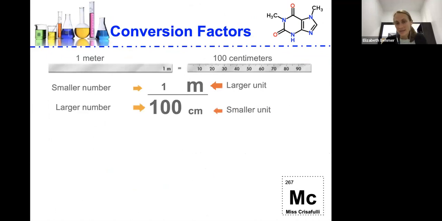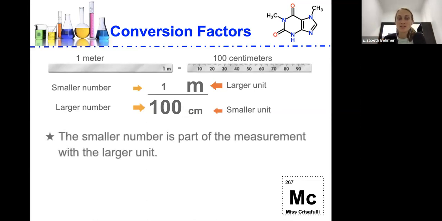Another look at this is to make sure we're understanding that the smaller number is usually the larger unit. So this is what 1 meter looks like. You guys are aware of what a meter stick looks like, and there are 100 centimeters in that 1 meter. So all the time in a conversion factor, usually the smaller number is the larger unit, and the larger number is the smaller unit. In this example, 1 meter is equal to 100 centimeters because a centimeter is a much smaller unit than a meter, and we need 100 centimeters to fill up 1 meter.